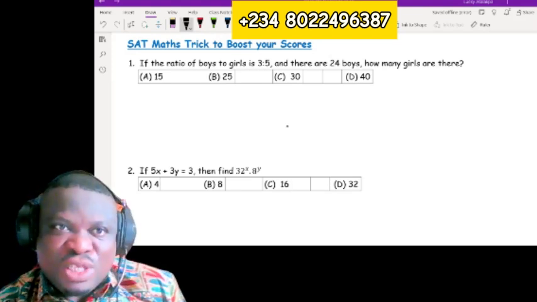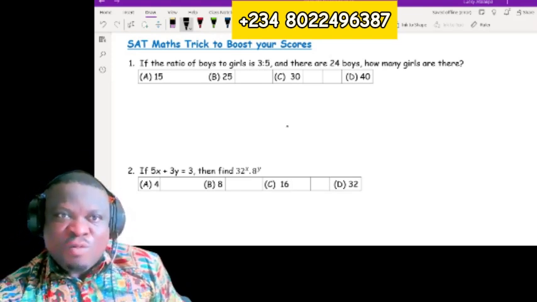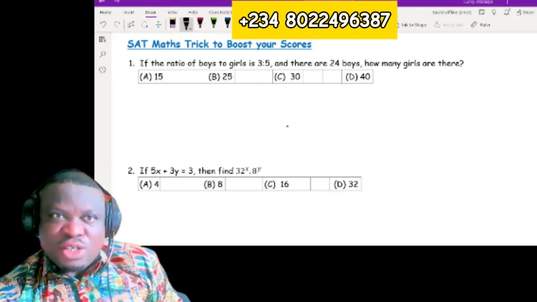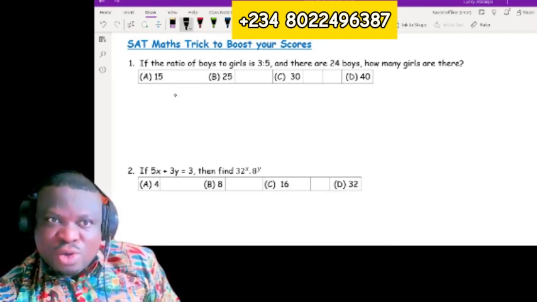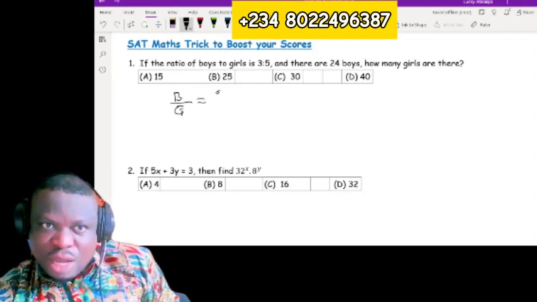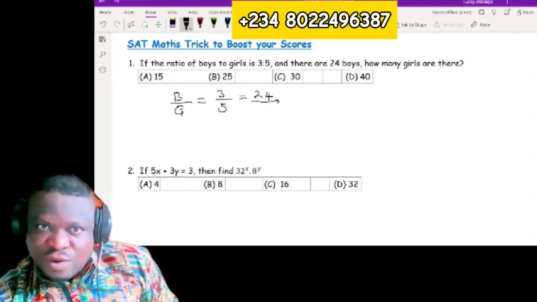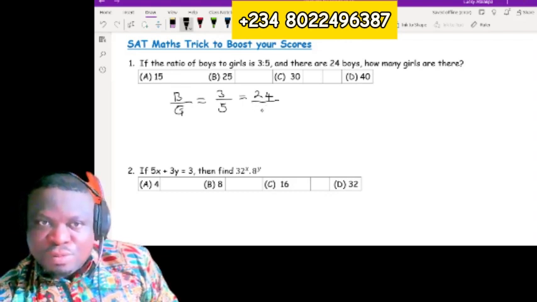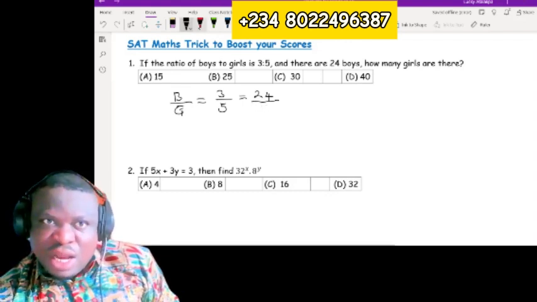The first question says, if the ratio of boys to girls is 3:5, you know as well as I do that ratio means division. So if I put B upon G, B representing boys and G representing girls, this can be written as 3/5. Now we're told that the number of boys is 24. Then for girls, we don't know, so I'll leave that space like that.